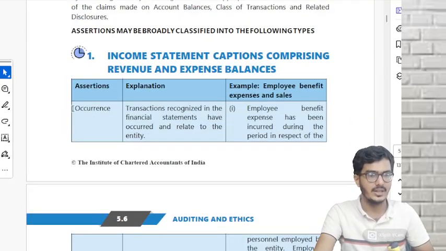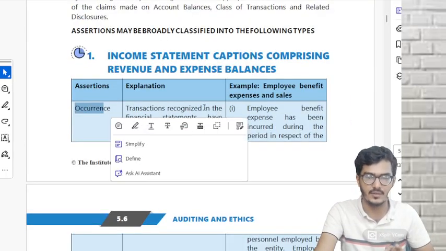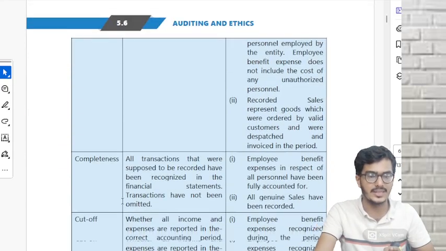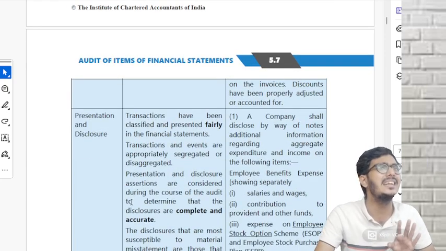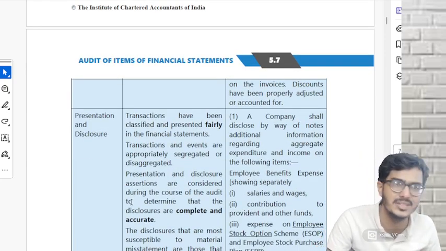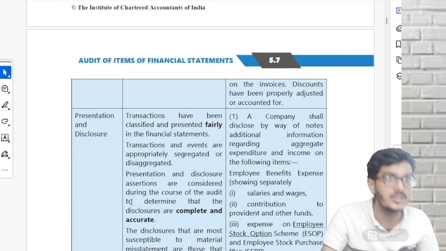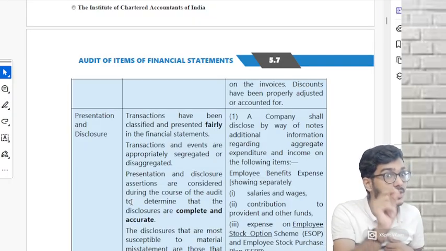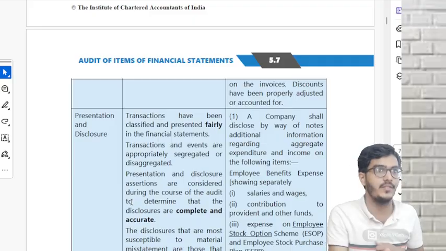Now if you want to practice some examples, after reading that, come directly to this page. They have given examples for each. For occurrence they have given a few examples. See, employee benefit expense has actually occurred. They have given two examples for each of them. Just read it. You don't have to mug it, because in the exam they are not going to give it from here. You just have to understand what each point means. It is that simple. Of 5 marks you can score a minimum of 4, easily, and now you can score all 5.